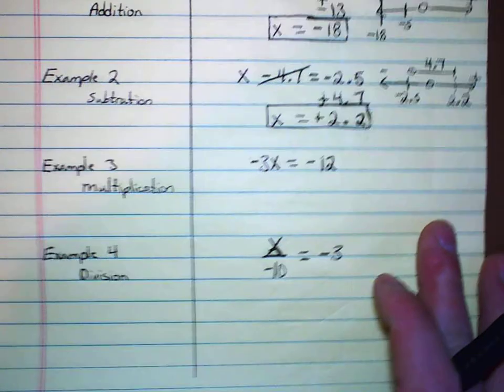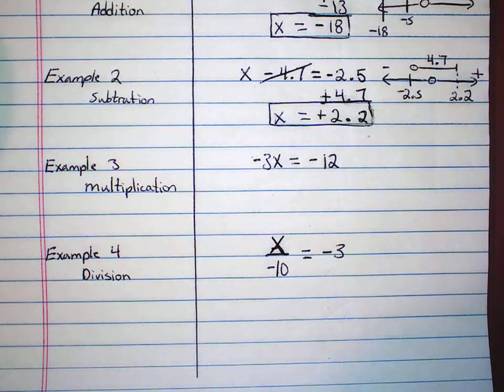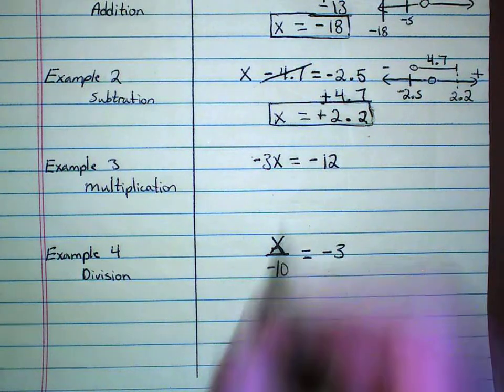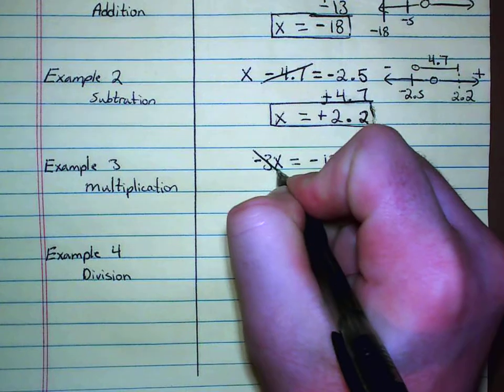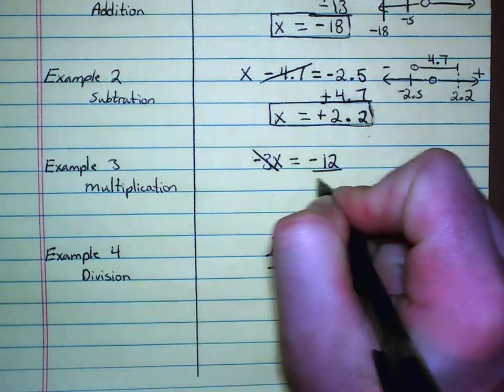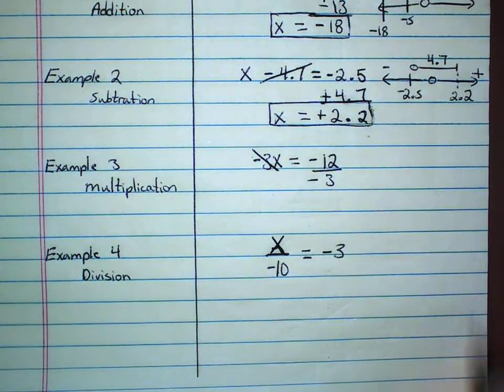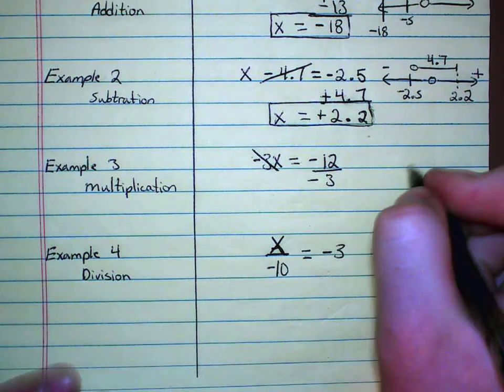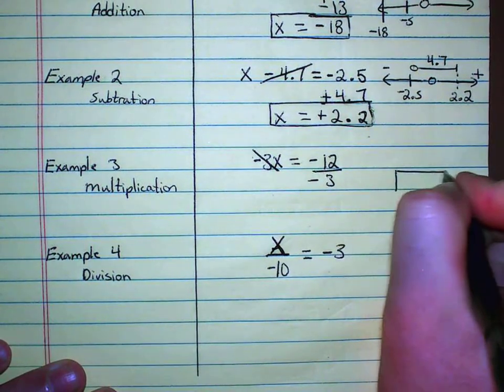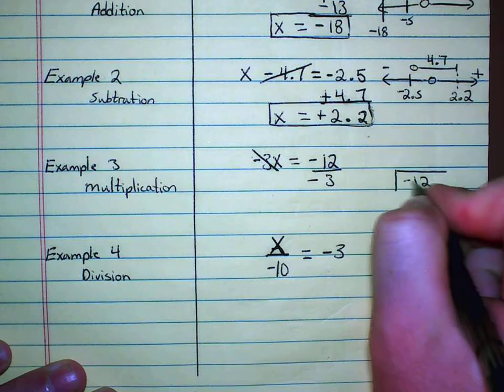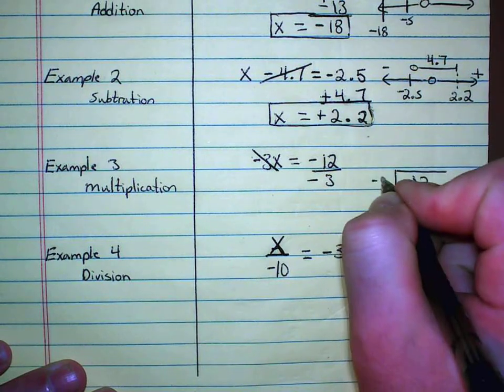Example number 3. Looking at multiplication. Okay? We're not going to multiply. We are going to do the opposite. And the opposite is divide. So we're going to scratch out this multiply by negative 3. We're going to bring it over here and put a negative 3 down. This says the same thing as a negative 12 divided by a negative 3.